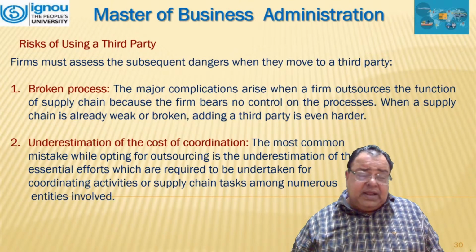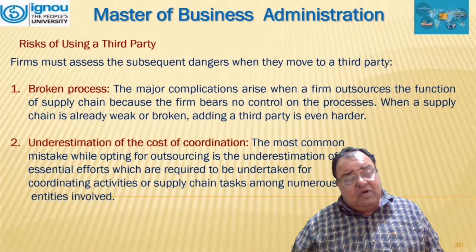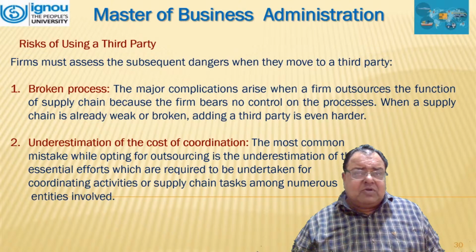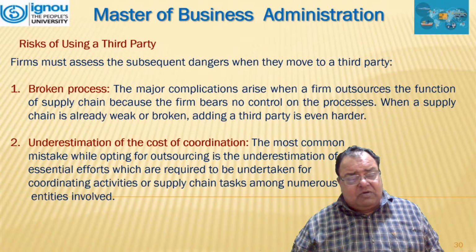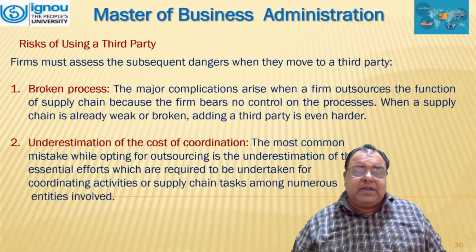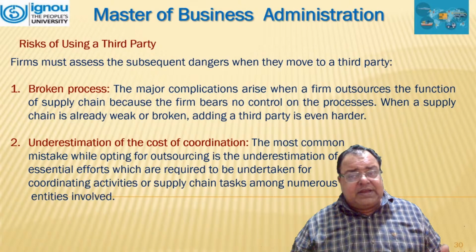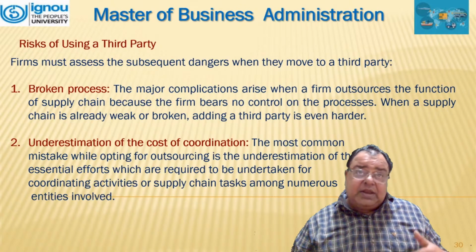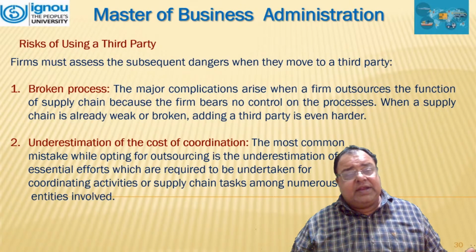Second one is underestimation of the cost of coordination. The most common mistake while opting for outsourcing is the underestimation of the essential efforts which are required to be undertaken for coordinating activities or supply chain tasks among the numerous entities involved.